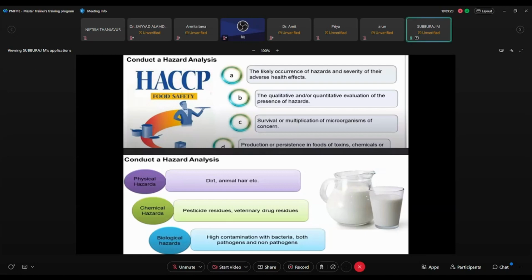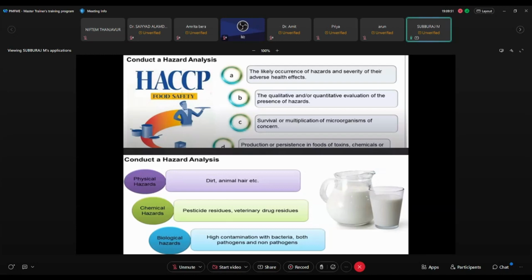And what are the chemical hazards? Maybe from pesticide residue and veterinary drug residue. And last time FSSAI conducted some milk quality analysis, and a lot of aflatoxins we found in the milk. Maybe the aflatoxins are coming from the feed we are giving to the animal.